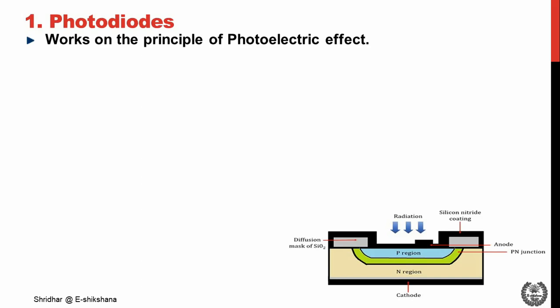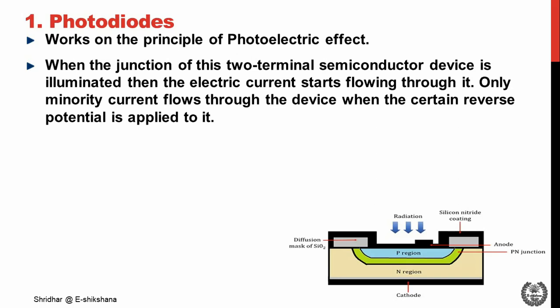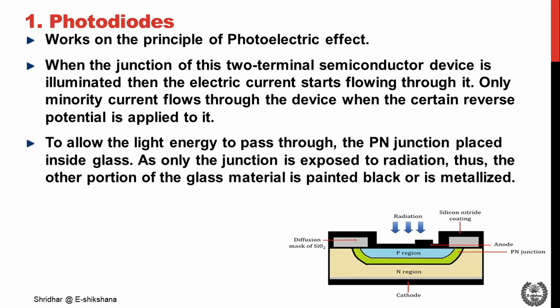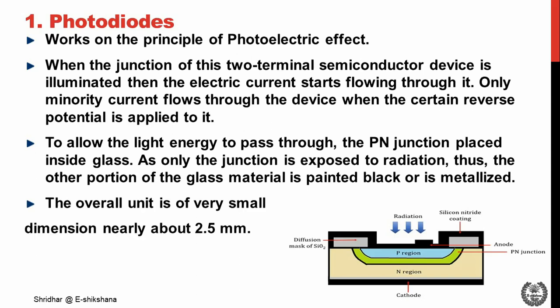The working principle is the photoelectric effect. When the junction of a two terminal semiconductor device is illuminated, then an electric current starts flowing through it. Only minority current flows through the device when a certain reverse potential is applied to it. To allow the light energy to pass through to the PN junction placed inside the glass, as only the junction is exposed to the radiation, the portion of the glass material is painted black or metallized. The overall unit is very small, nearly about 2.5 mm, and it has a very fast response to light.